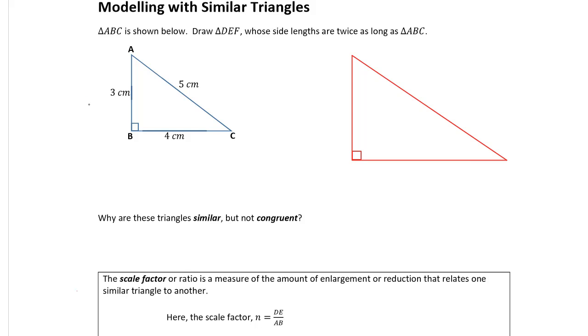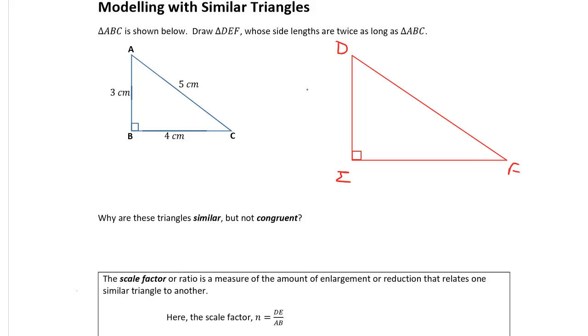In this next activity, we start off with a given triangle, triangle ABC, as shown in the diagram below. We're asked to draw a triangle DEF, whose sides are twice as long as the sides in triangle ABC. I'm going to start off by labeling my diagram here. This is going to be triangle DEF, and the corresponding side to side DF in triangle ABC is side AB.